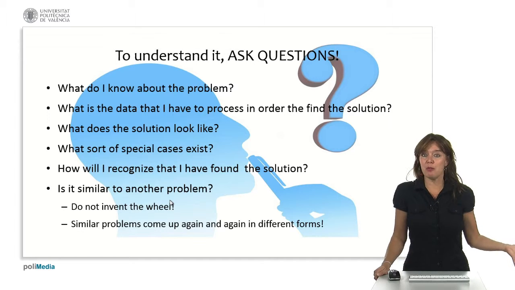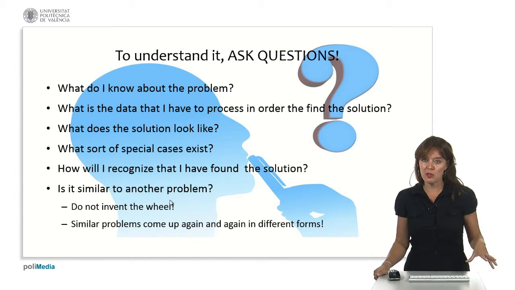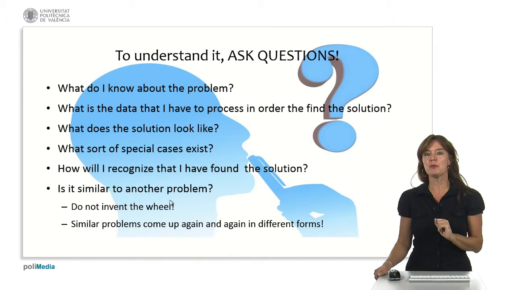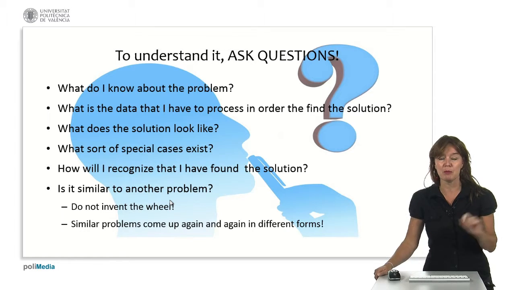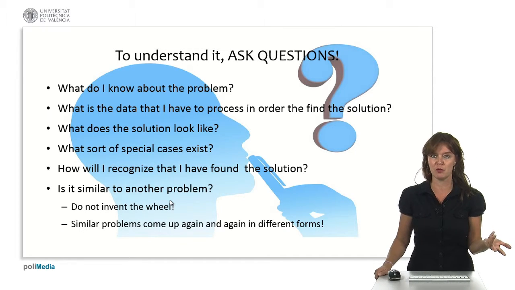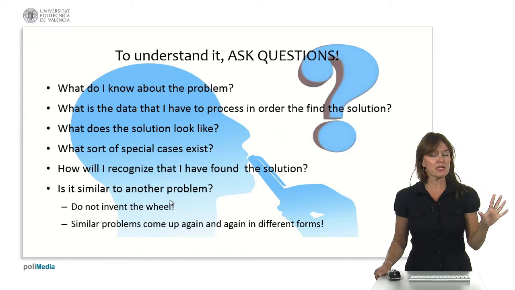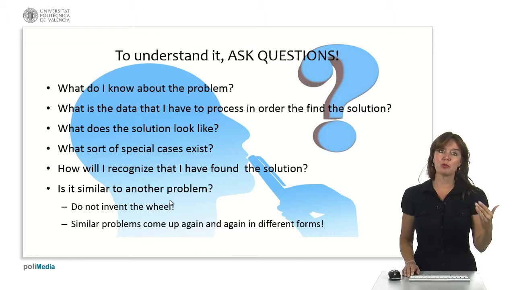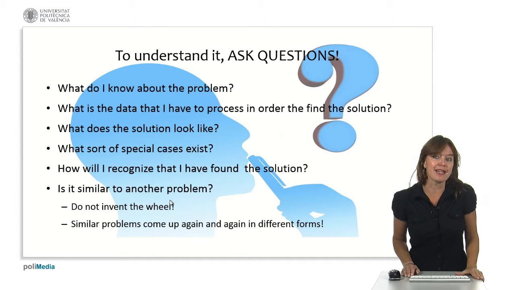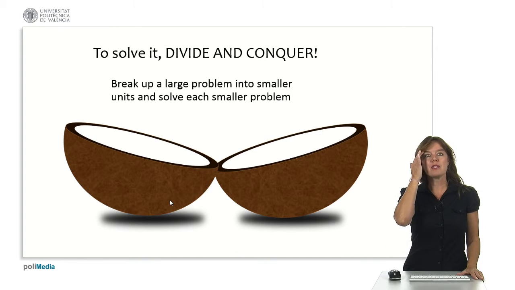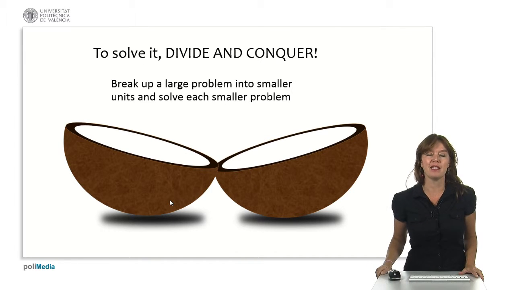And is there a similar problem? It's very important that you don't reinvent the wheel all the time because problems come in different forms. So if we have a problem, first we can see if maybe it's some problem that we already solved before and we can use that solution and we don't have to reinvent the wheel. So to understand something, ask questions. So when we understand what we need to solve, we need to write an algorithm. So to do that, what we can use is a strategy called divide and conquer.